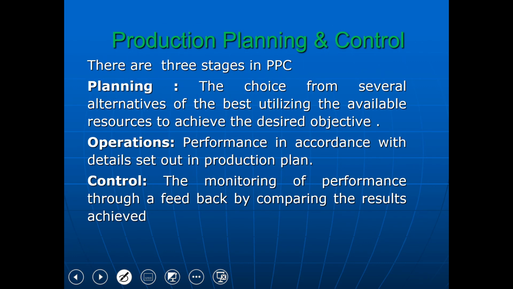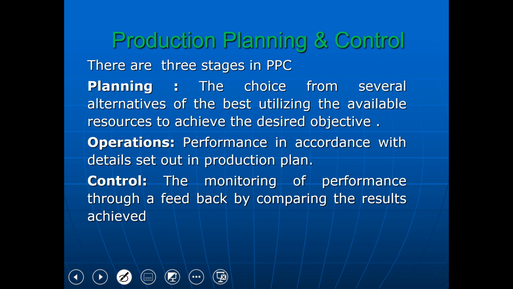they have 3 stages. Of course, 1 is planning, number 2 is operation, number 3 is control. Planning is the choice from several alternatives of the best way of utilizing the available resources to achieve the desired objective. So they plan based on the resources we have, and we choose the best option to plan the production.